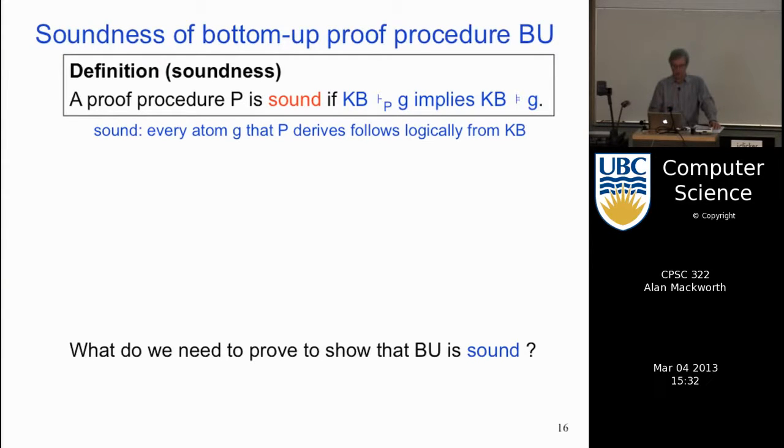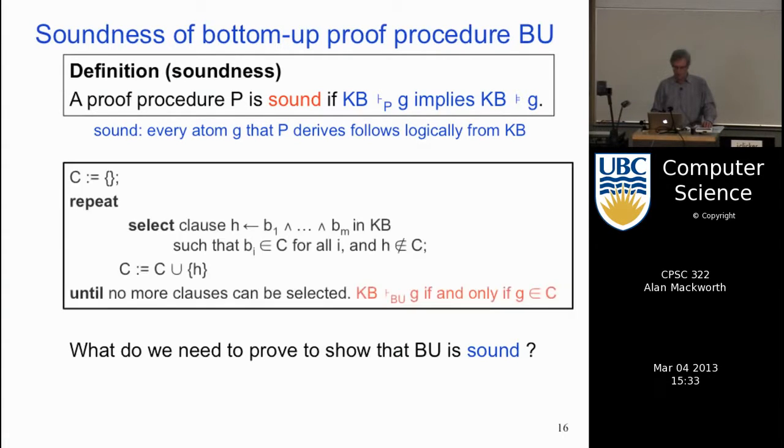It's easier to show soundness. I mean, it's almost, how could it not be sound because of the way I described it? You take all the true atoms, they're in the set of consequences, and the ka-chunk you add in the ones that are forced to be true as you go along. And that's the set that is logically following from the theory. But we have to prove it formally. So there's the algorithm again. So what do we need to prove to show that BU is sound?